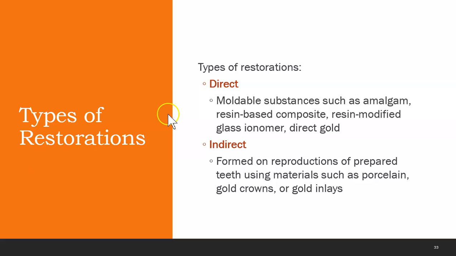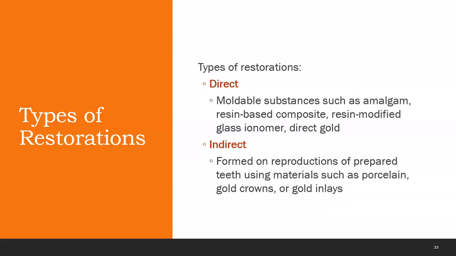And when you look at types of restorations, there's direct restorations, and these are the ones that are done directly inside the person's mouth. You don't need to go to a lab. So amalgam, composite, glass ionomer, direct gold, where you don't need to go to a lab. But indirect is where you do go to a lab. So you take an impression and you send it to the lab so that they can make something in the lab, such as porcelain, crowns, inlays.